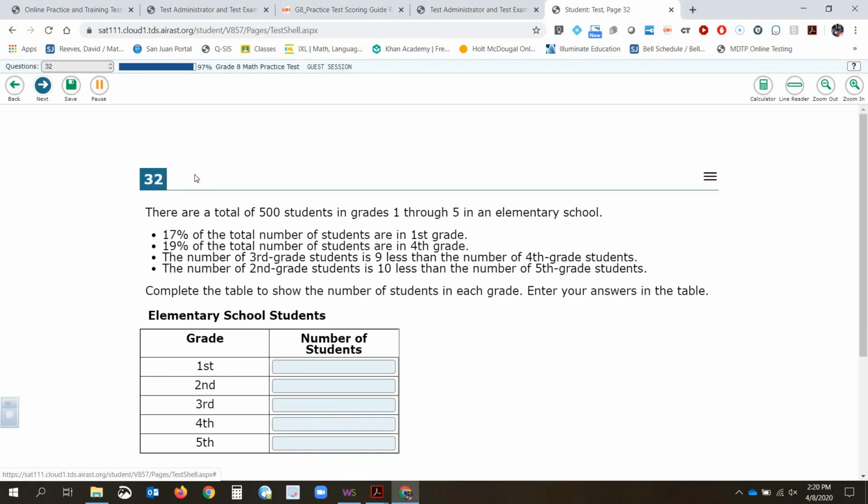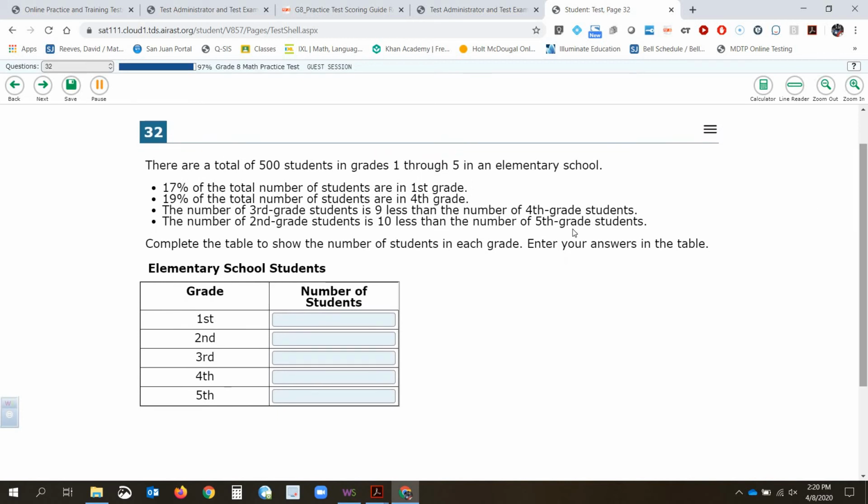And we are on our last question for this practice test. Here we go. There are a total of 500 students in grades 1 through 5 in an elementary school. 17% of the total are in first grade. 19% of the total are in fourth grade. The number of third grade students is 9 less than the number of fourth grade students, and the number of second grade students is 10 less than the number of fifth grade students.